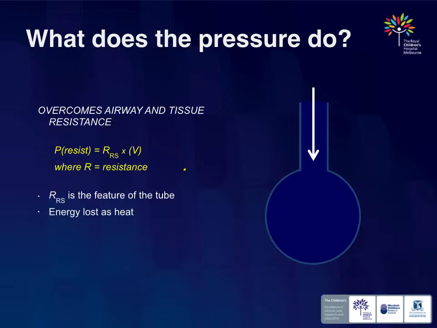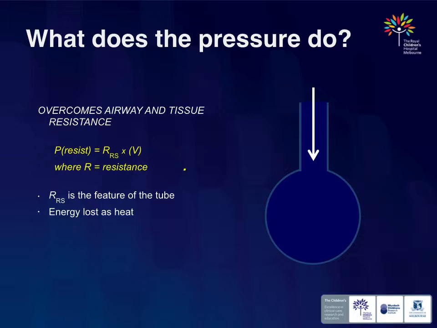So, firstly, we need to apply a pressure that is going to be sufficient to overcome the airway and tissue resistance of the system. And this is essentially got to do with the flow of gas down the tube and into the lungs. So resistance is influenced by flow, is a marker of flow.